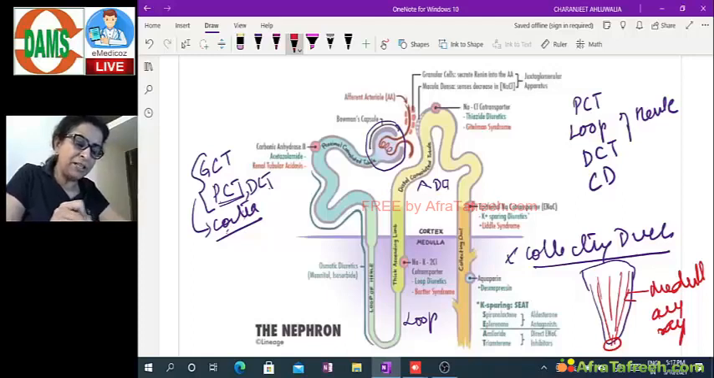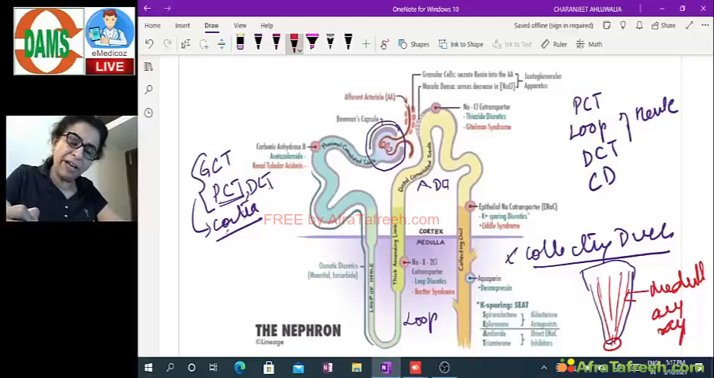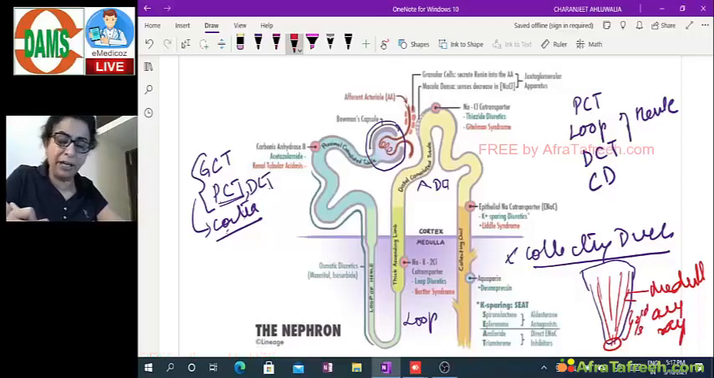Then PCT, DCT, and loop of Henle all have their functions to perform, which will be told in physio. Then the urine passes through the collecting duct. All the collecting ducts form the medullary rays, and then these collecting ducts empty into the renal pelvis at the tip of the medulla. So this is the tip of the medulla. This portion, the distal 2/3 of the medullary pyramid, is called the renal papilla.